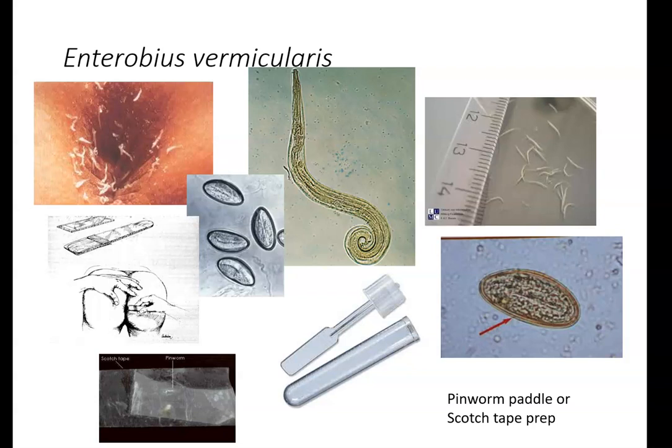And then here's your scotch tape prep, and there's actually an adult pinworm. They only get to be like half an inch long. They're about a centimeter long. So the adult females that we find, like I said, are 1 centimeter, about half an inch long. So they are readily visible in stool. Okay.